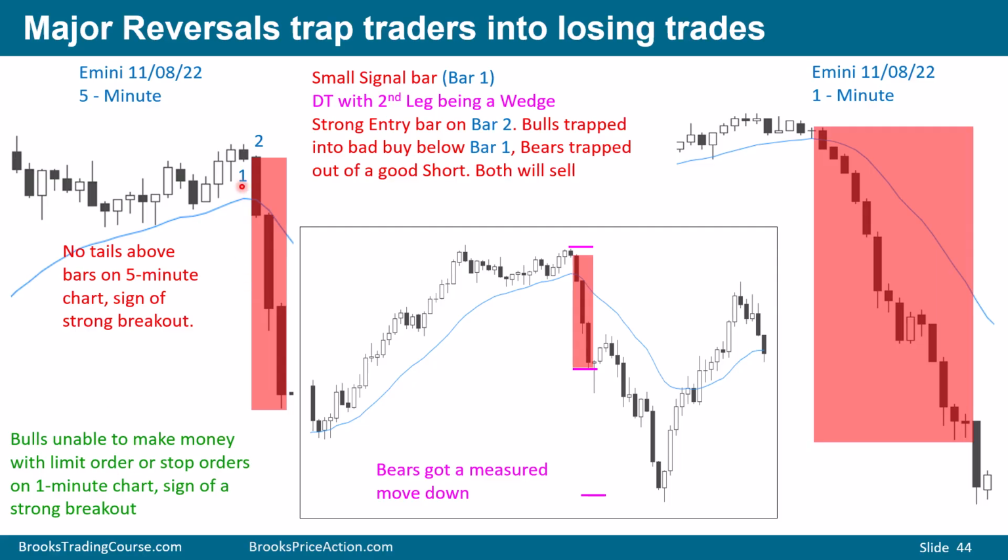You have bulls buying below bar 1, which is a zoomed in snapshot of this chart down here. Limit order bulls buying below 1. And what happens during bar 2? We'll look at the 1-minute chart. If you bought below 1, which is somewhere, I believe, right here. If you bought below bar 1, you're buying here.